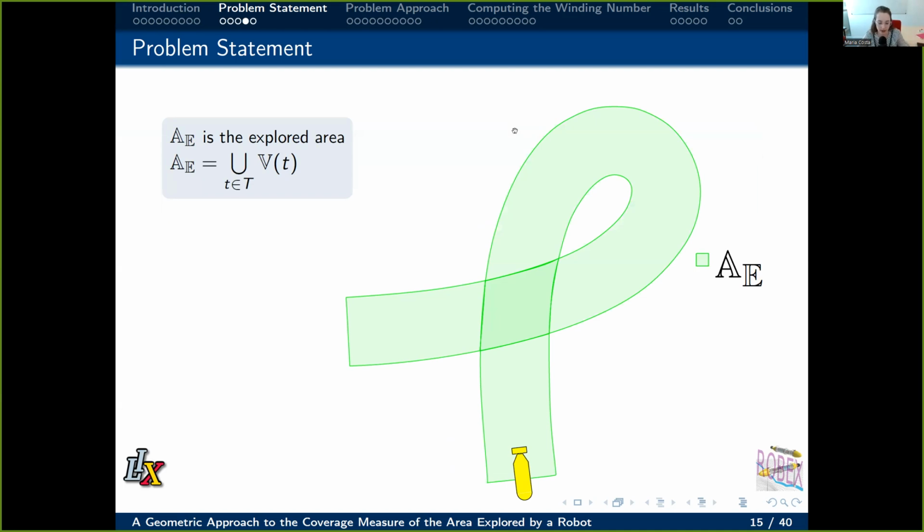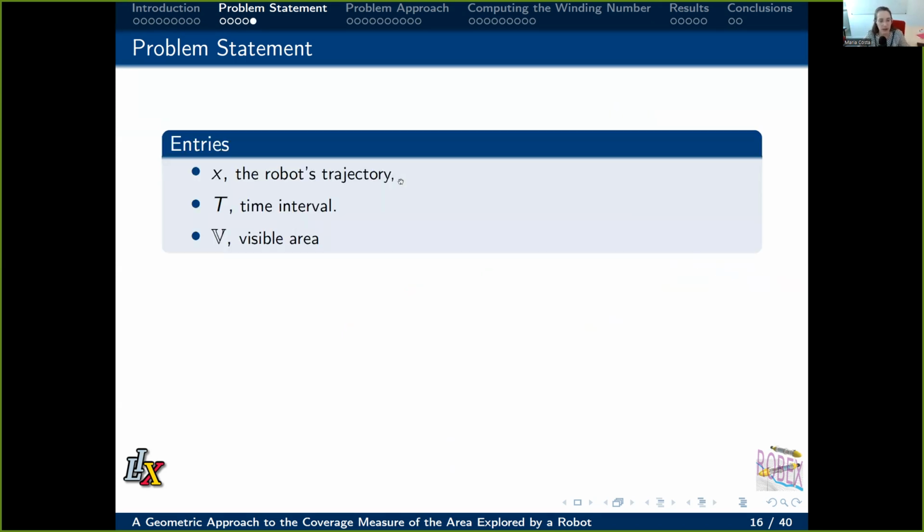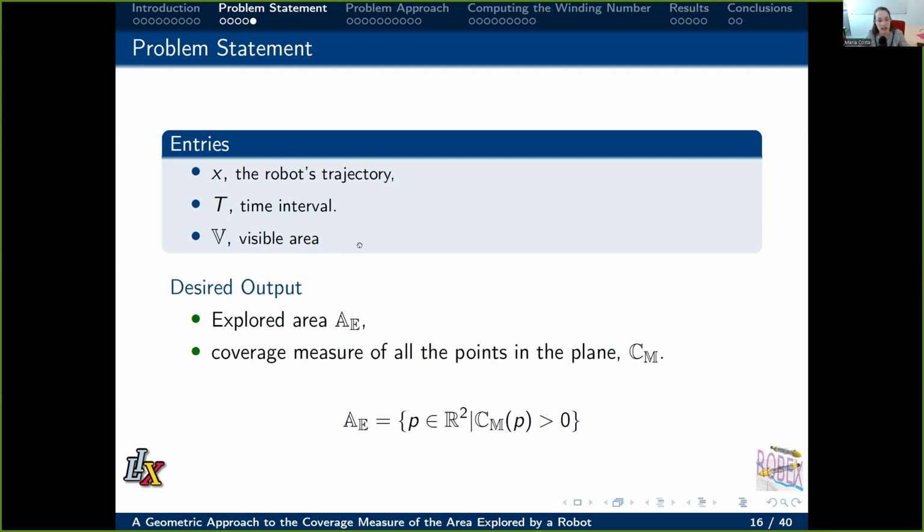Okay, and then the explored area would be the union of these visible areas over the whole trajectory. So to summarize, we have the robot's trajectory, we have the range of visibility of the exteroceptive sensors, and we want to estimate the explored area and the coverage measure of all the points in the plane. And we can, of course, define the explored area as a set of points whose coverage measure is bigger than 0, because these are points that were seen by the robot at least once.